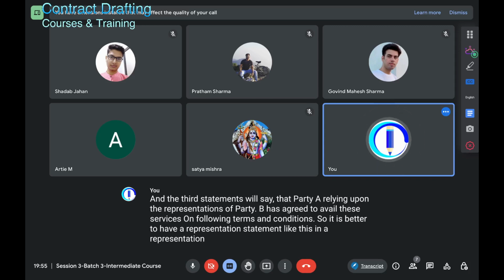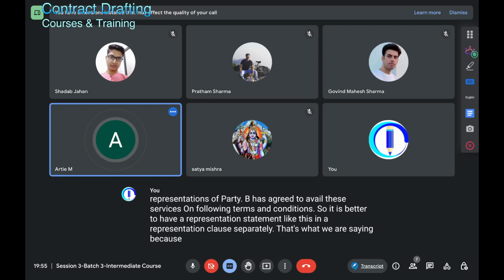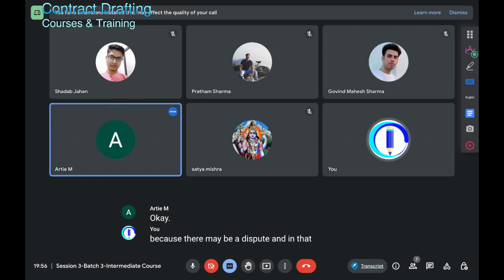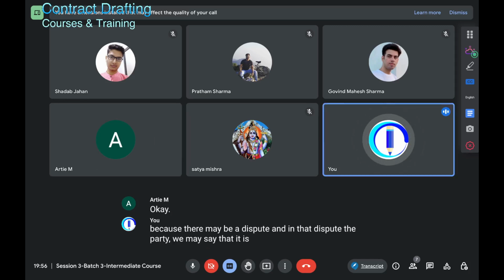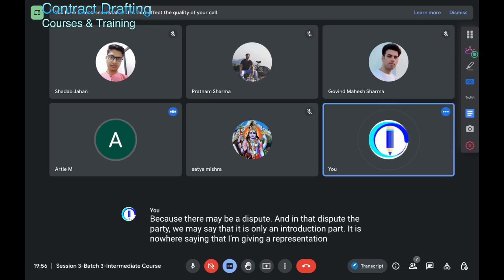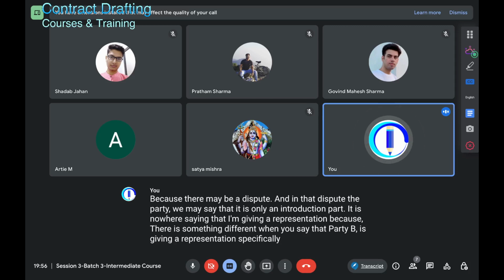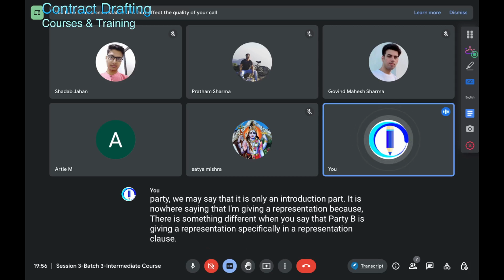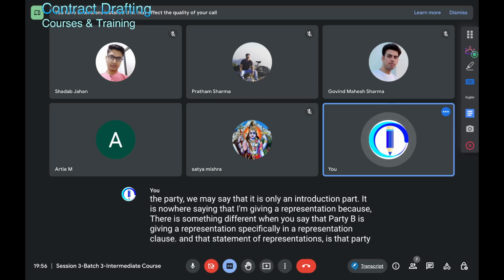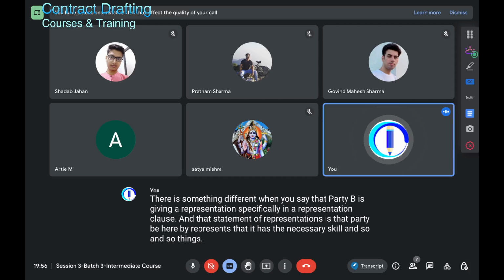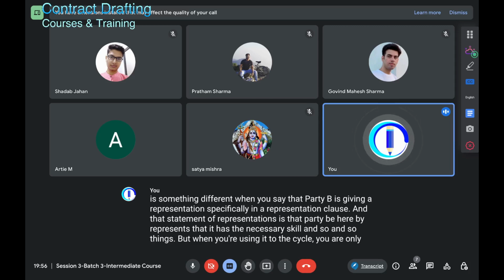That's what we are saying, because there may be a dispute, and in that dispute, party B may say that it is only an introduction part. It is nowhere saying that I'm giving you a representation. There is something different when party B is giving a representation specifically in a representation clause, and that statement says that party B hereby represents that it has the necessary skill. But when you use it in the recital, you are only saying party A is relying on these statements.